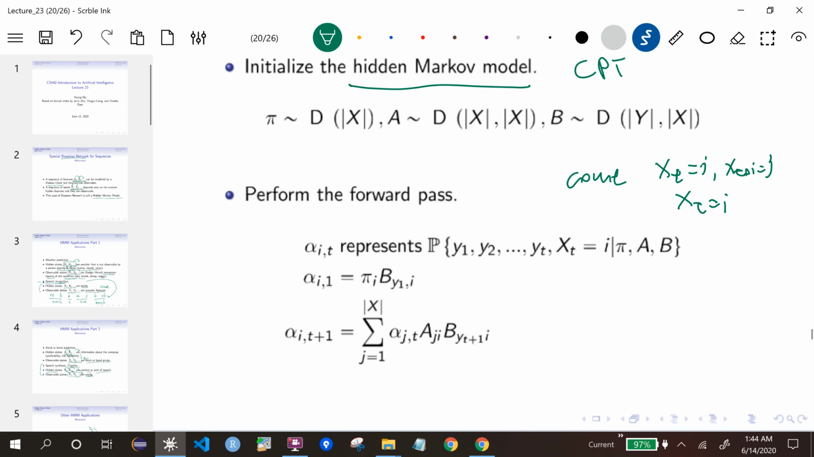The problem here is we don't know these x's. I mean, we know these y's, but we don't know these x's. We are only given these y's. So we need to break each problem into two parts.